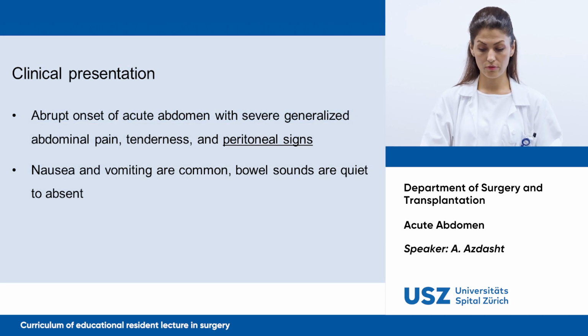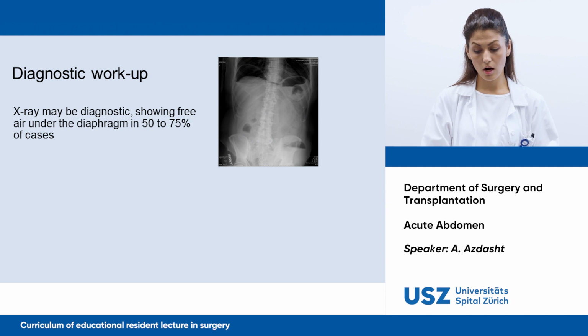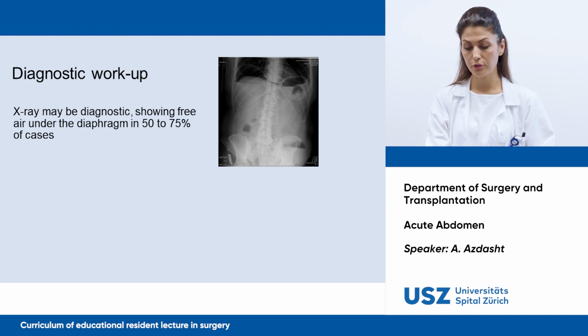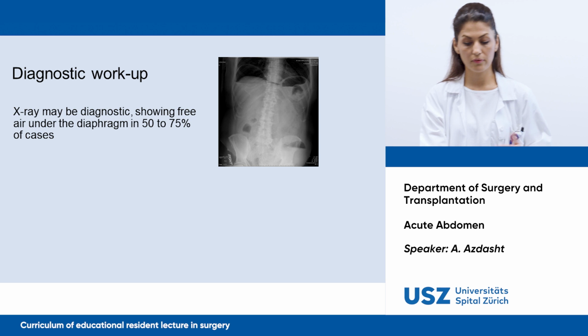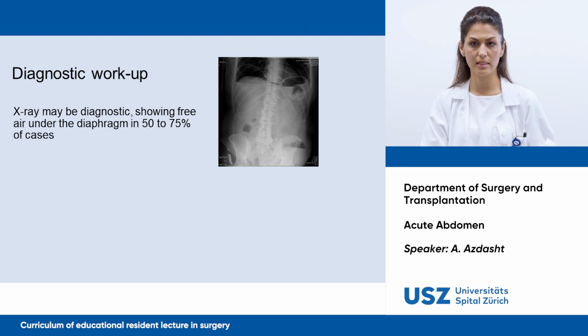Patients with an acute perforation show peritoneal signs directly: nausea, vomiting. The bowel sounds are rather absent. And here also in an X-ray, you can see free air under the diaphragm, but for that, you actually have to lay the patient for at least 10 to 15 minutes. And these minutes are time that you do not have or that you do not want to waste.